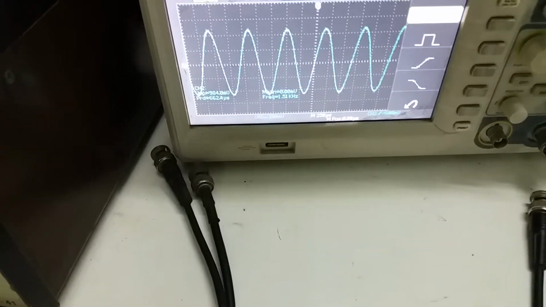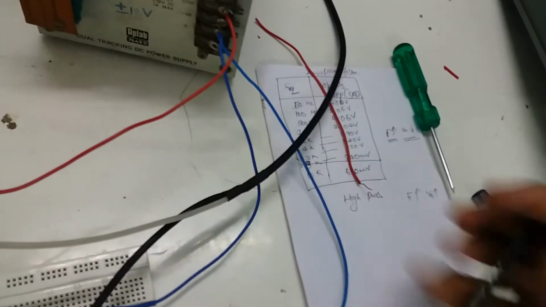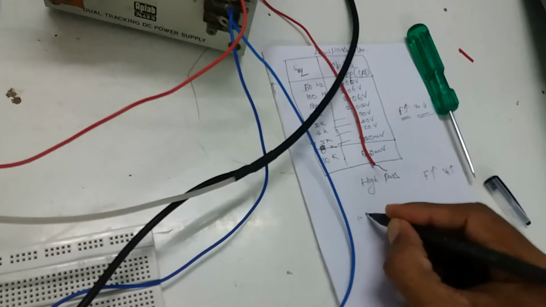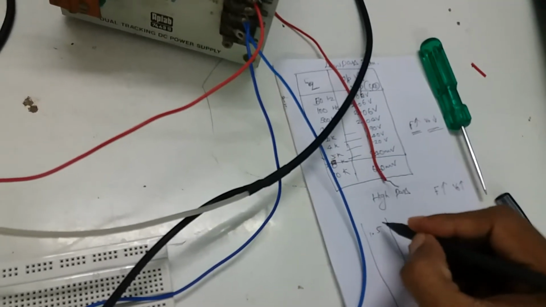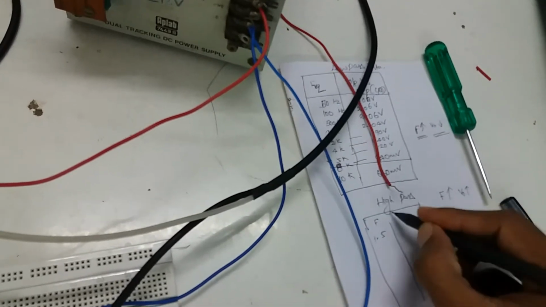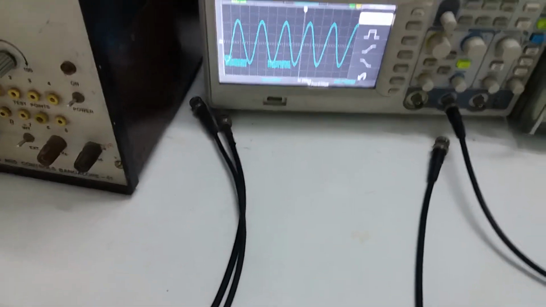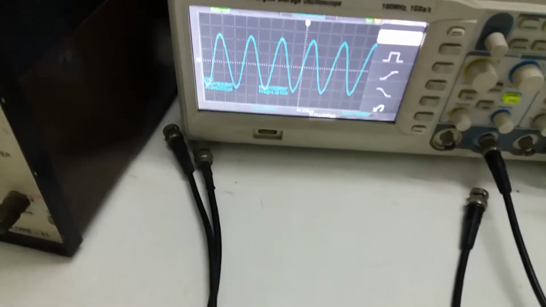So for 1.5, you are going to take the tabulation. In the tabulation, what is the frequency? 1.5 frequency, then the output voltage VPP. What is the voltage? 960 millivolts. It is showing 960 millivolts.